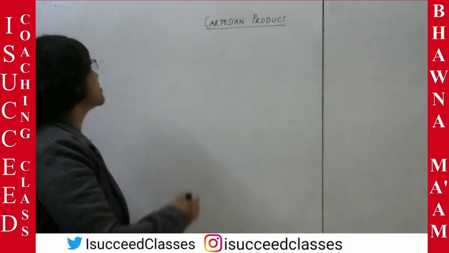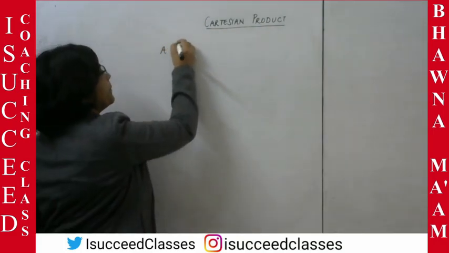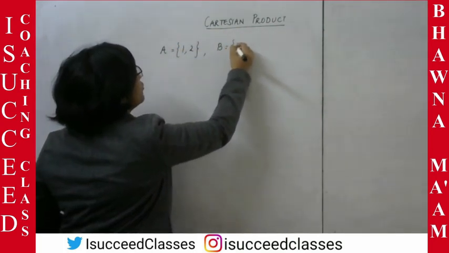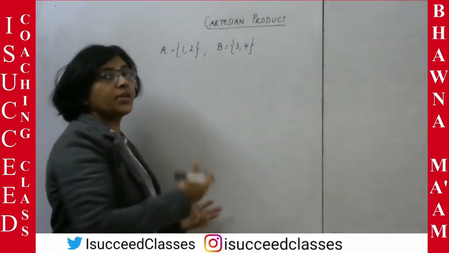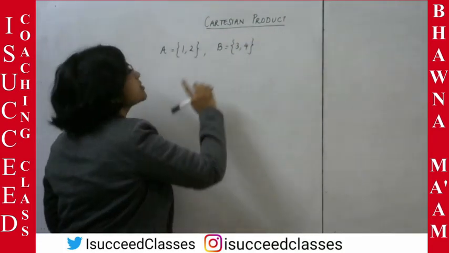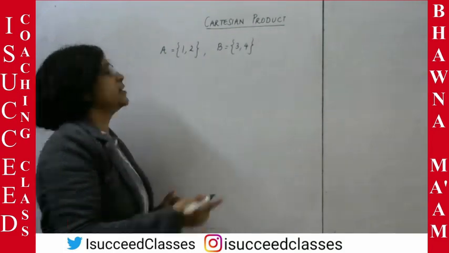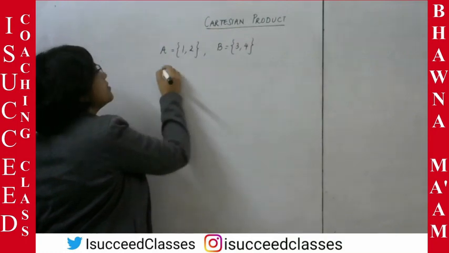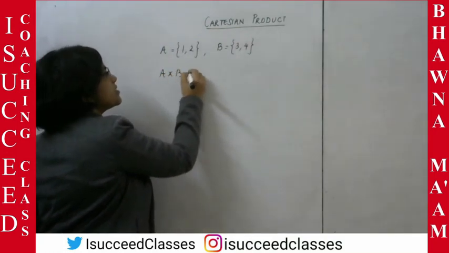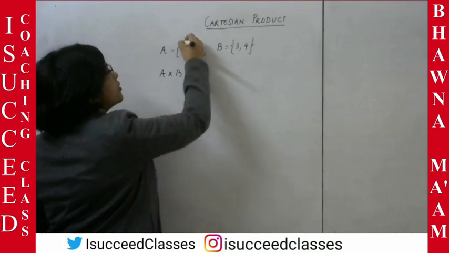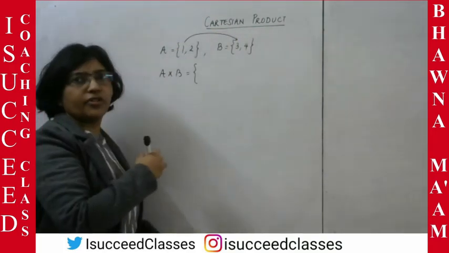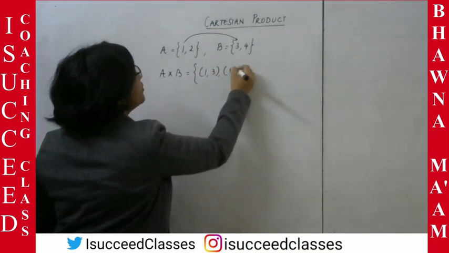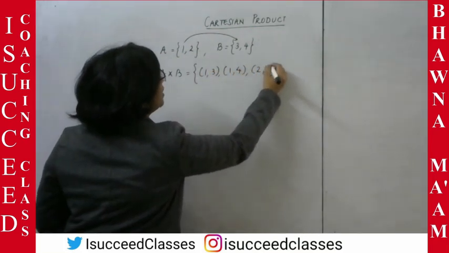Let's take two non-empty sets. Say A is {1, 2} and B is {3, 4}. Now A and B may have the same elements, or one or more elements similar or in common. I have taken different ones here. Partition product is written as A cross B, and when we are finding A cross B, we need to relate every element of A to every element of B. So (1, 3) and (1, 4).